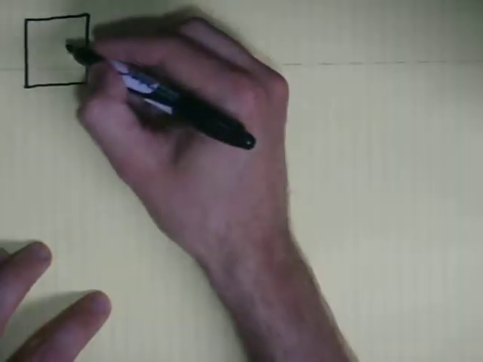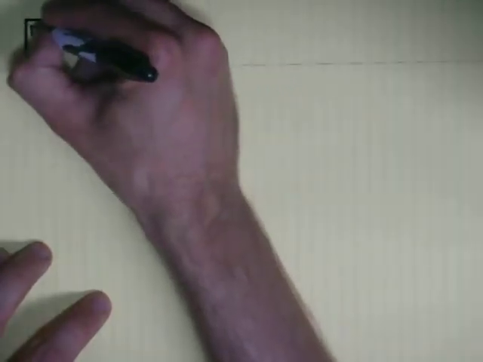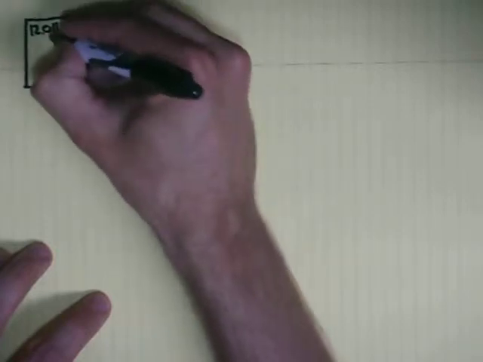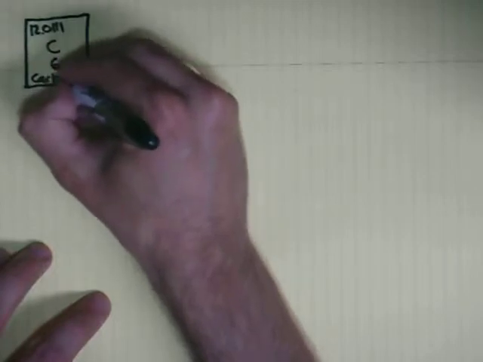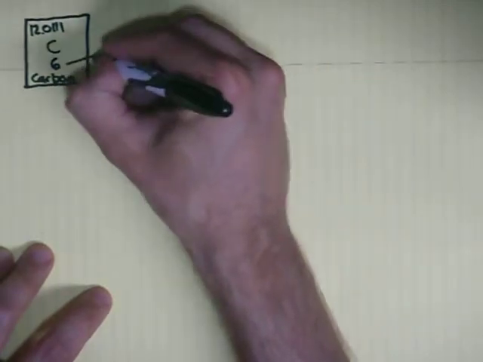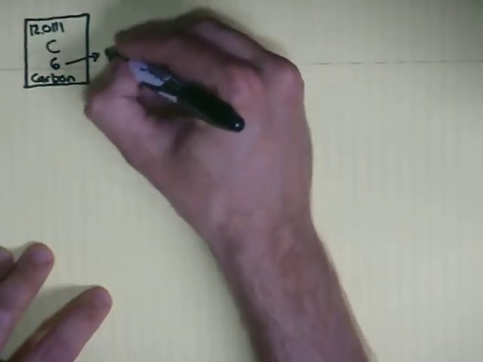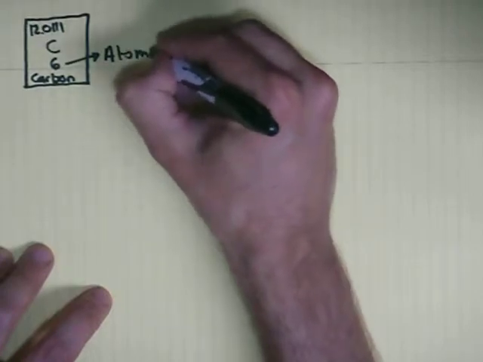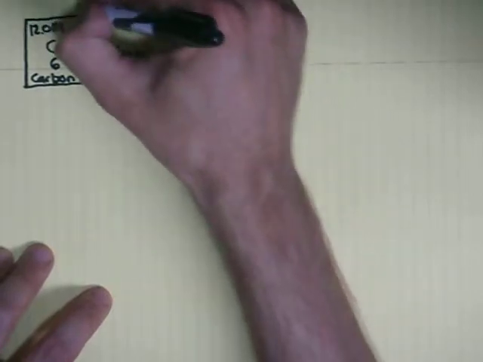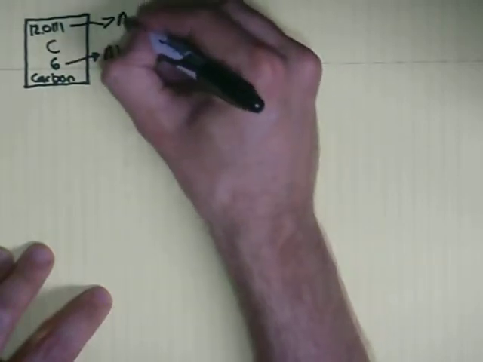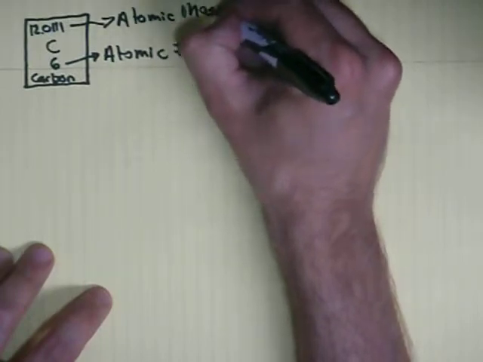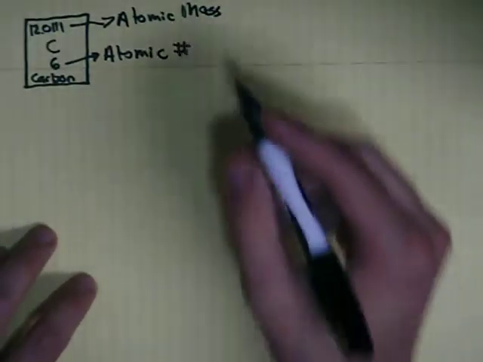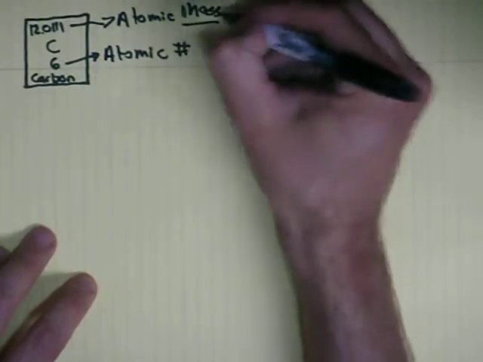So if we remember, we go look on the periodic table. We've got 12.0111, big C, 6, carbon. And when we look at this, we remember that this bottom number is the atomic number, and the top number is the atomic mass. And so, I want to spend a little bit more time talking about this idea of mass.